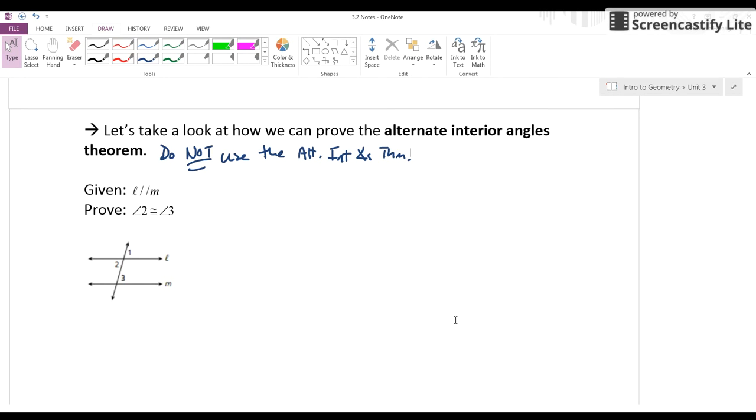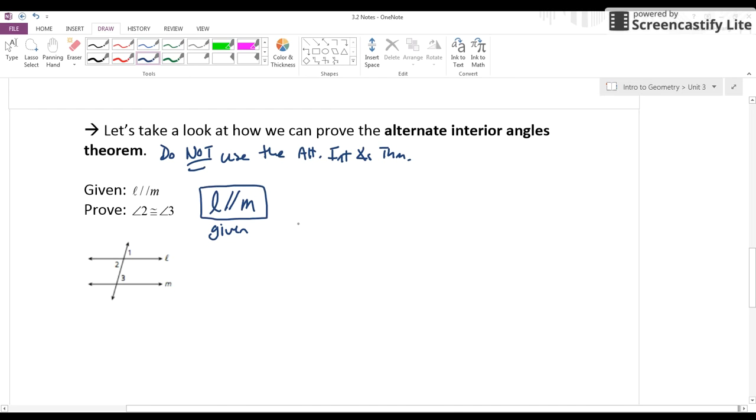So let's take a look at proving the alternate interior angles theorem. So again, it's up to you what you'd like to do in terms of format, 2-column, flowchart, paragraph, I don't care. Just show me the logic. So I like brainstorming in a flowchart. So I'm going to do this in a flowchart. You guys can, again, rewrite it in whatever sequence you like. So I'm going to go ahead and start with my given. So I know L is parallel to M, right? And this is given.